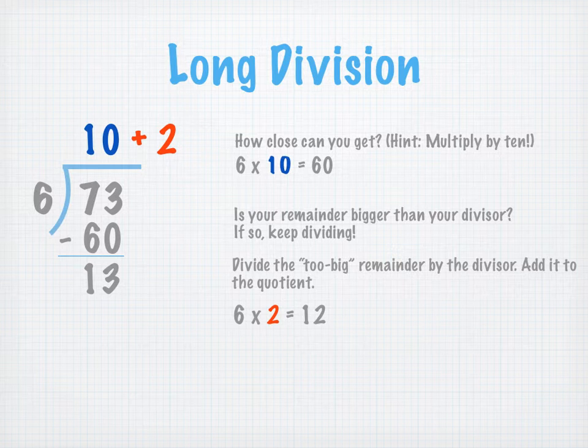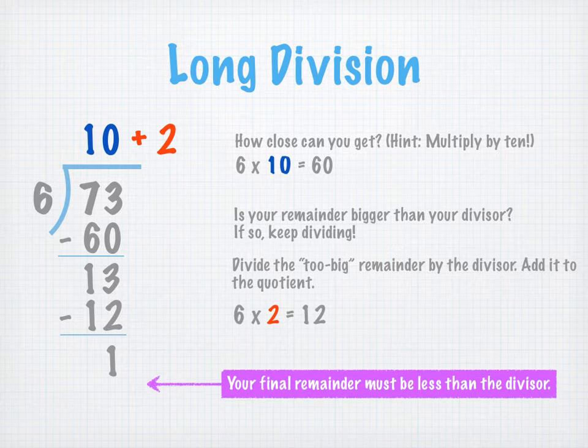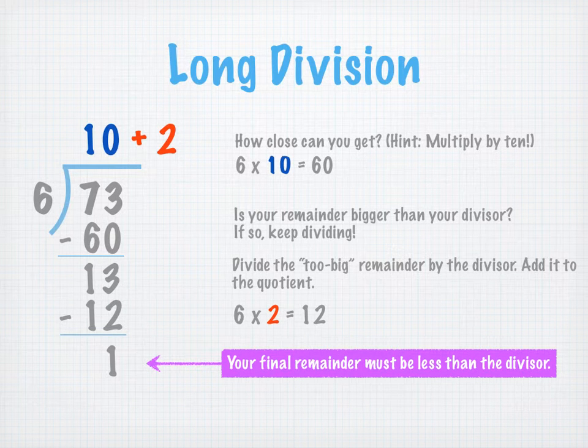And what do we do with that information? Well, if I pulled 2 groups of 6 out of 13, 6 times 2 is 12. I subtract the 12, and it turns out that I'm left with only 1. And I cannot make another group of 6 with only 1. So let's check. Our final remainder should be less than our divisor. 1 is less than 6.